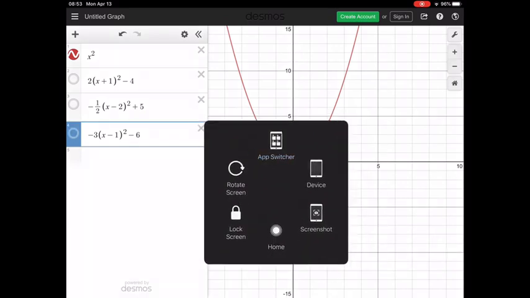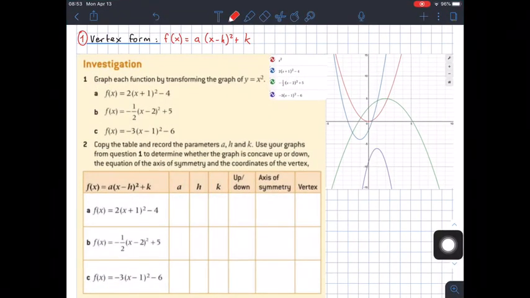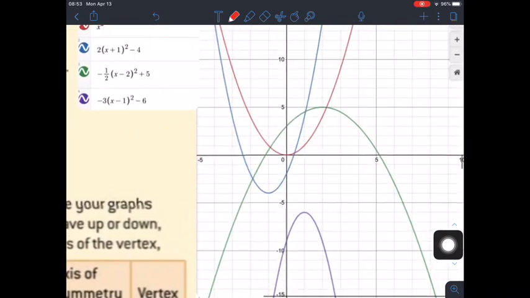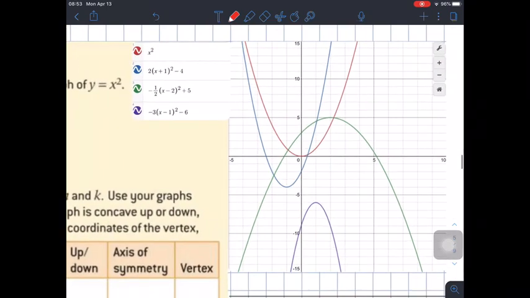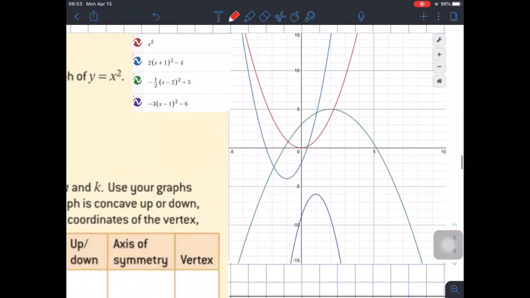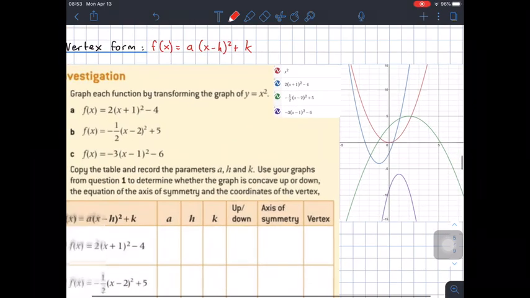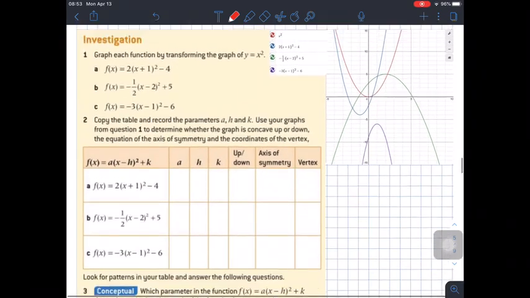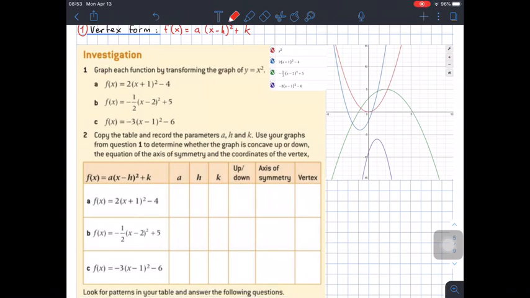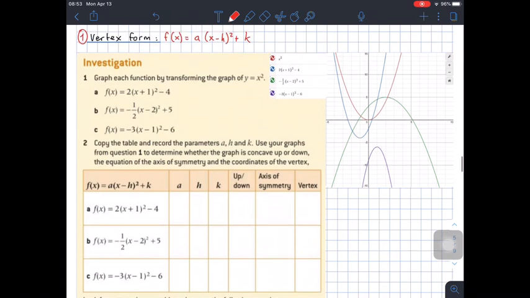So, let's go back to our electronic assignment. So here we have a summary of what we just saw. This is a screenshot of the problem we just did. So by observing this, we're gonna complete the next table. It says, copy the table and record the parameters a, h, and k. Remember that the vertex form is like this, right?